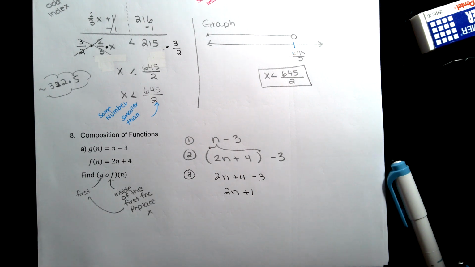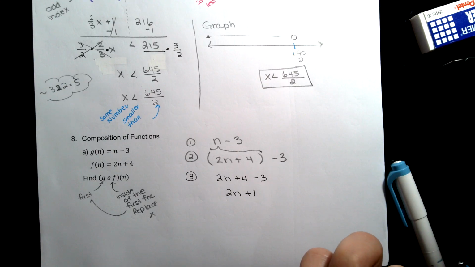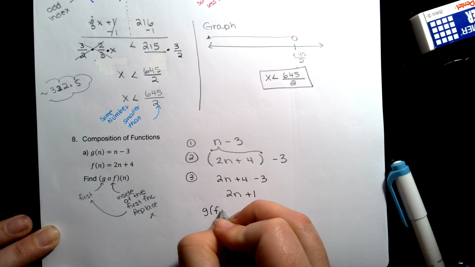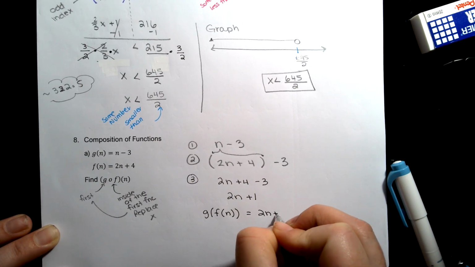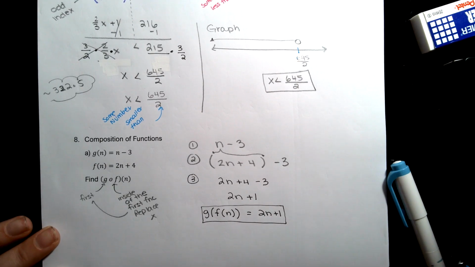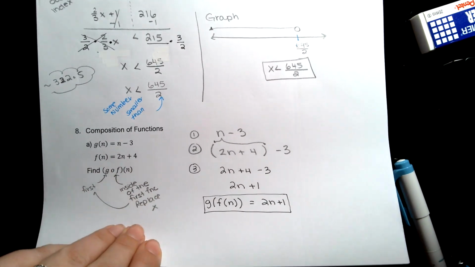And that's it. And so you can write the notation in different ways. You can do g of f of n, or you can say g of f of n like this in your final answer. It doesn't matter if you use this little circle or not. But here is our answer for 8. Okay, moving on.